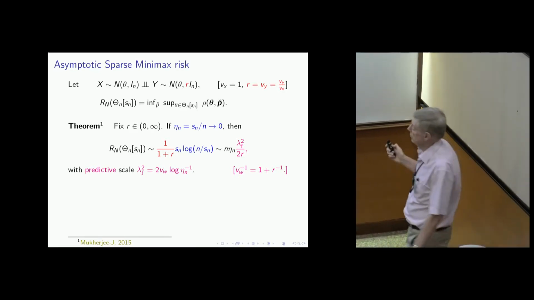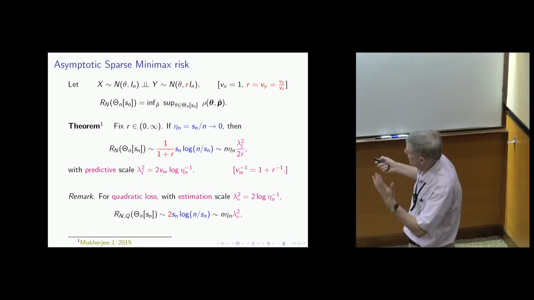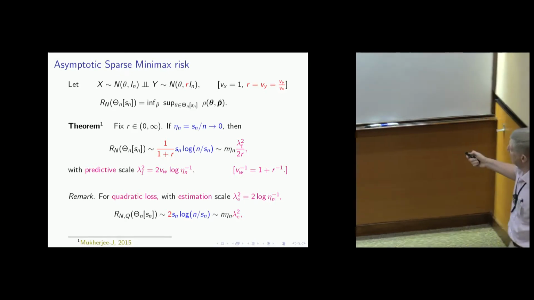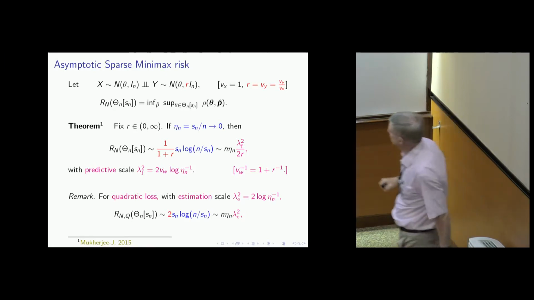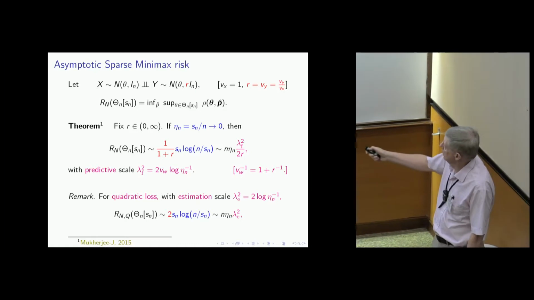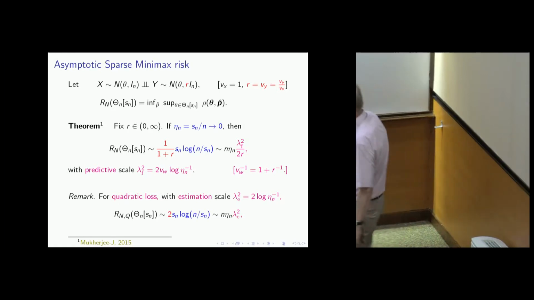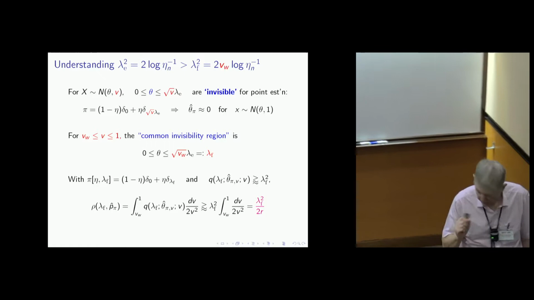Now let's compare this to the quadratic estimation problem, a now fairly standard result: if you are estimating a sparse mean with independent coordinates and quadratic loss, then the minimax asymptotic risk is twice s_n log(n over s_n). And the corresponding scale, and I want to contrast these, is 2 log epsilon_n inverse. So this is essentially the square of the universal threshold for sparse point estimation problems. And so this predictive scale is smaller because v_w is this oracle variance, which is less than 1. Let's try to talk a little about why the predictive scale is smaller than the estimation scale.